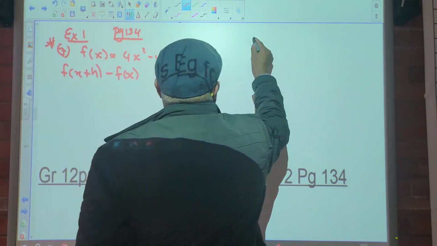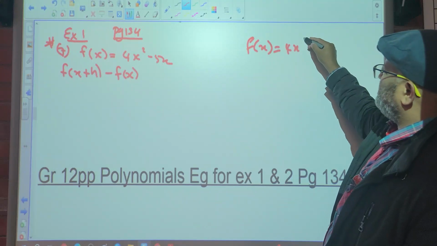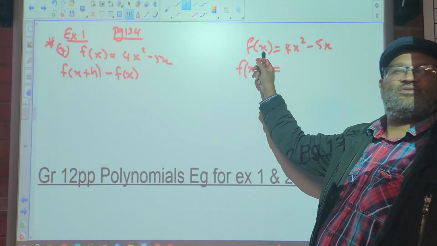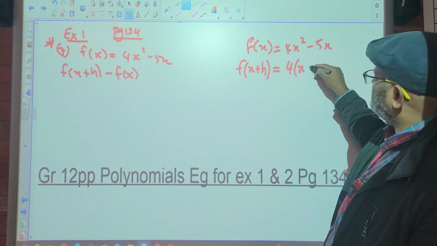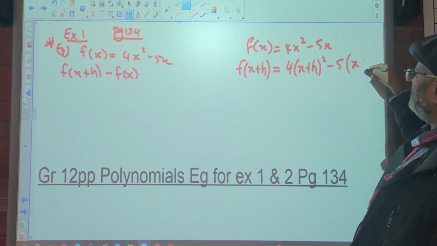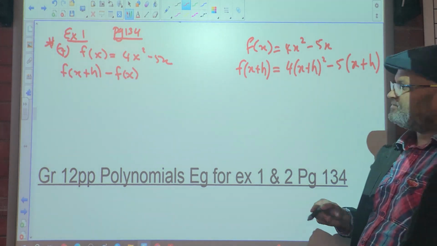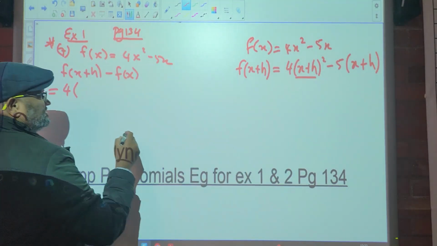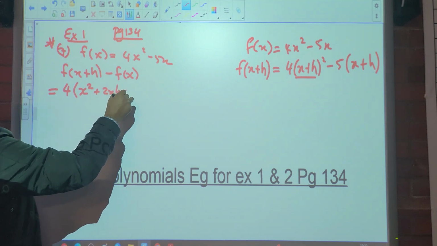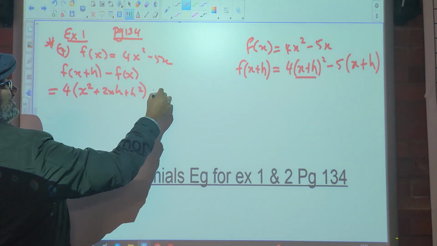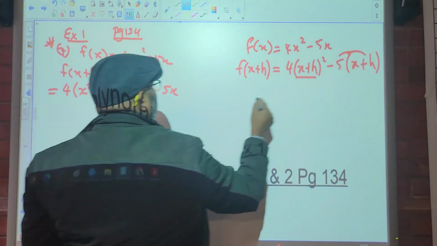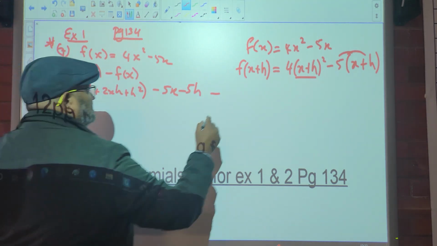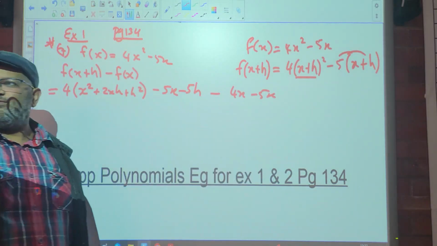Okay, so that means to say, people, if f of x is equal to 4x squared minus 5x, then what is f of x plus h? So whenever we see an x, we replace it with x plus h. So it's 4 into x plus h squared minus 5 into x plus h. You see that? Which now gives us f of x plus h, so it's going to be 4 into, I'm going to multiply it out in this step, x squared plus 2xh plus h squared, minus 5x, I'm going to multiply that in, minus 5h, minus, and what is f of x? 4x squared minus 5x, and that's what you have.